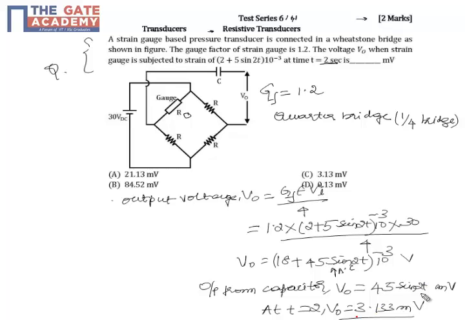I get the output as 3.133 millivolts. The question is in terms of millivolts. That is very important, the units. So it will be 3.133 millivolts.